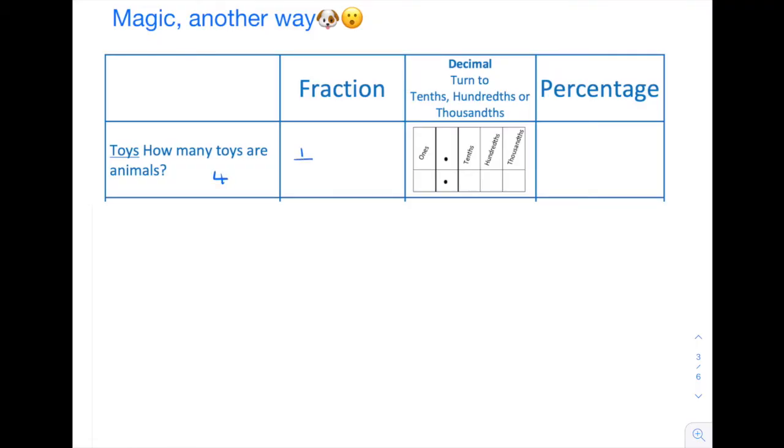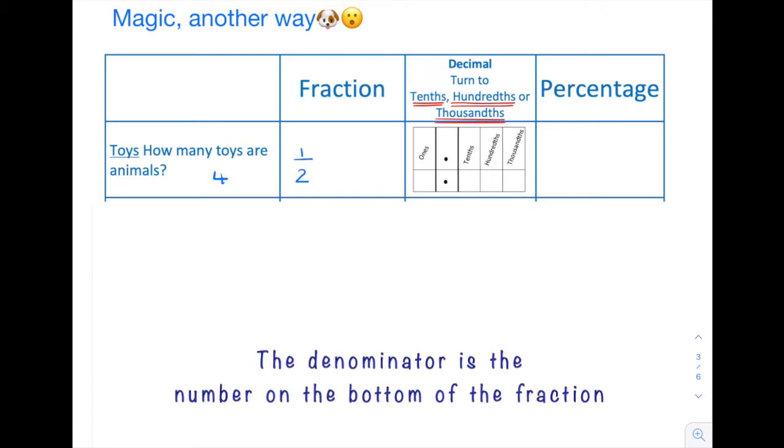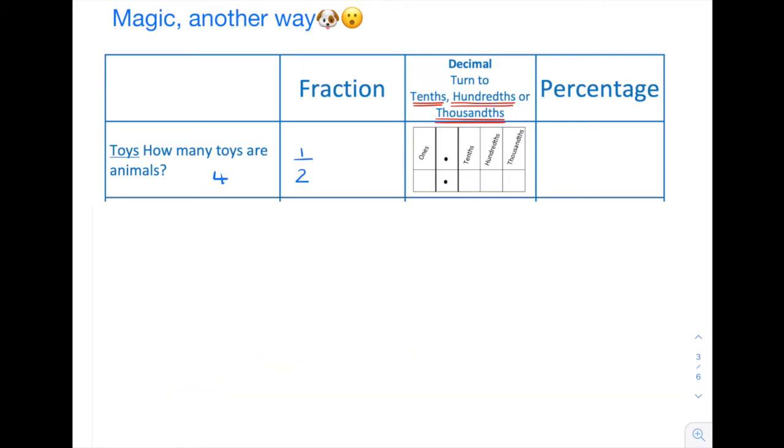Now here I want you to change your fraction to either tenths, hundredths or thousandths. To do this, look at the number in the denominator, that's at the bottom of your fraction, and ask yourself, does 2 go into 10? Yes, it does, 5 times. So multiply it by 5. 2 times 5 is 10. Multiply the top by 5. 1 times 5 is 5.